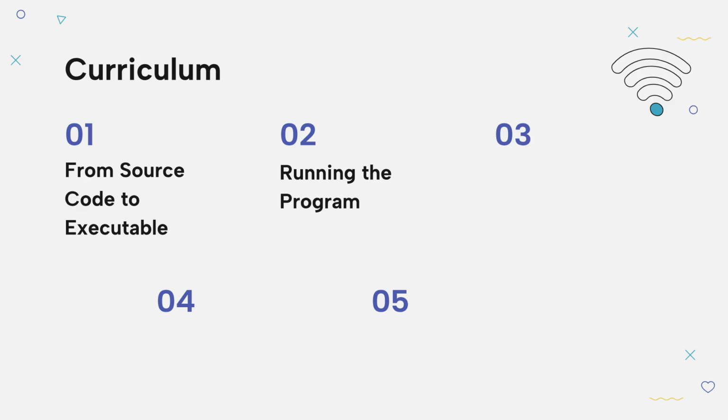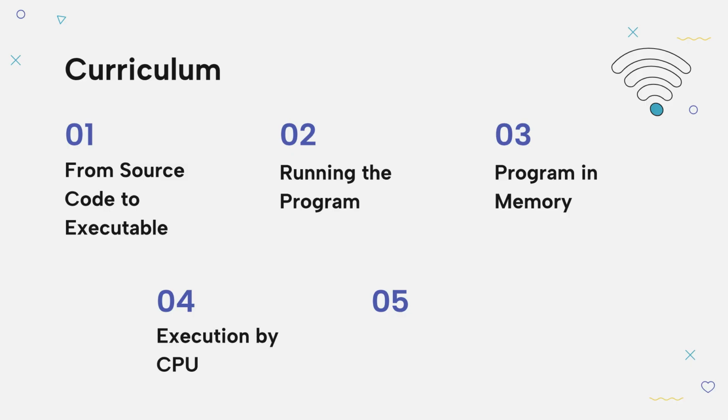Part 2, running the program. We will see what really happens when you double-click a program and how the operating system begins executing it. Part 3, program in memory. In this part, we will explore how the memory layout of a program is organized into different sections. Part 4, execution by CPU. Here we will understand how the CPU finally executes the program step by step in the form of machine instructions. Part 5, connecting dots. Finally, we will bring everything together to understand the complete life cycle of a program.